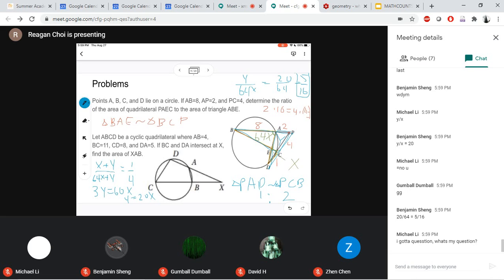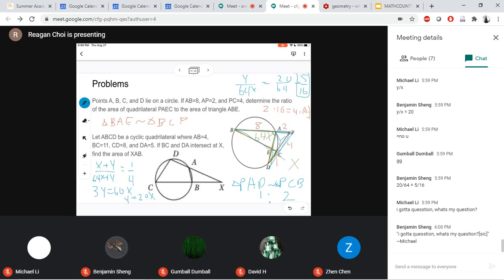Yeah, so they're just a bunch of similar triangles. Yeah, what is your question? You have to figure out the similar triangles in this question because there are a lot of similar triangles and equal angles, and then you have to figure out what's going on.